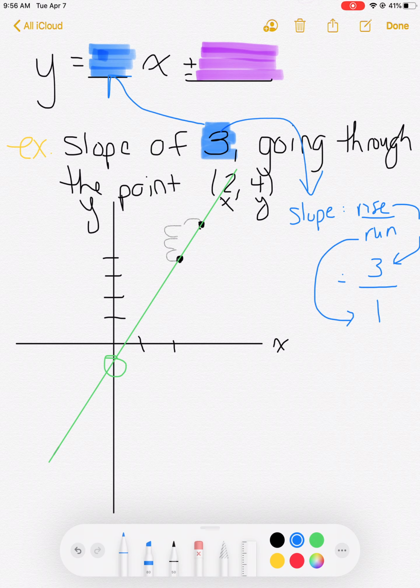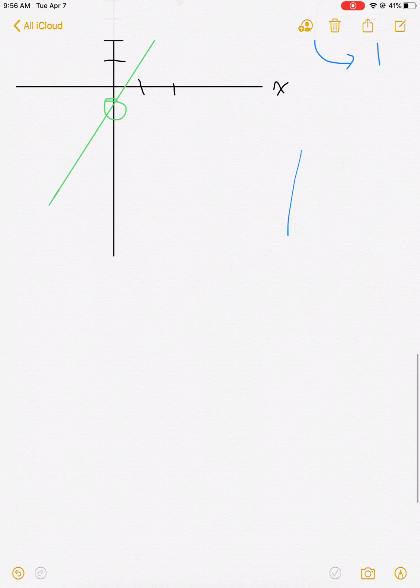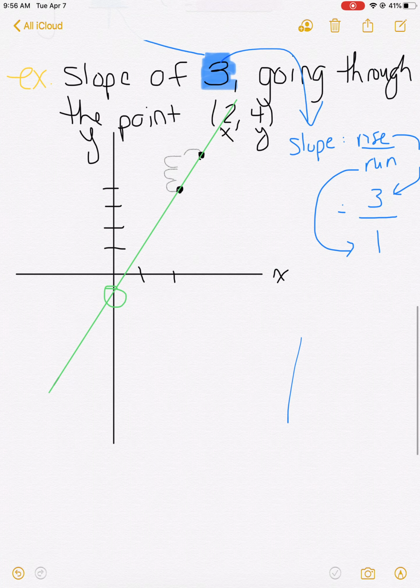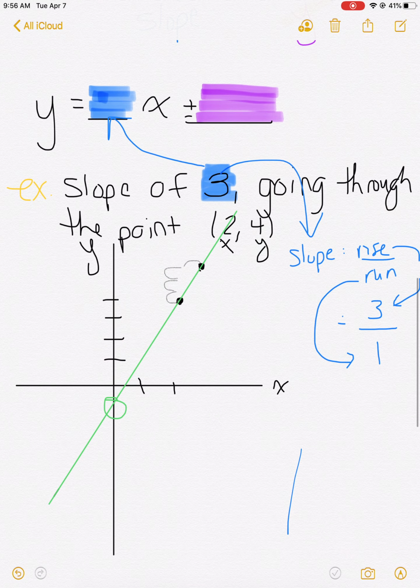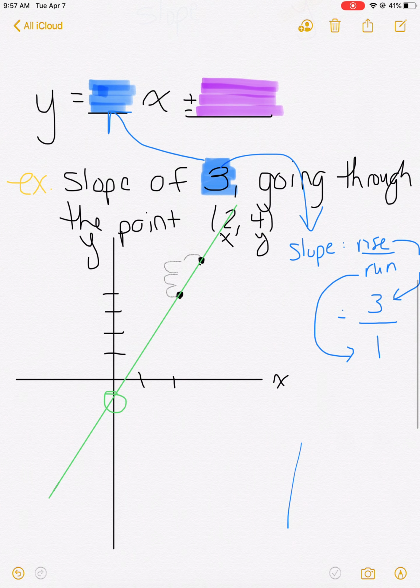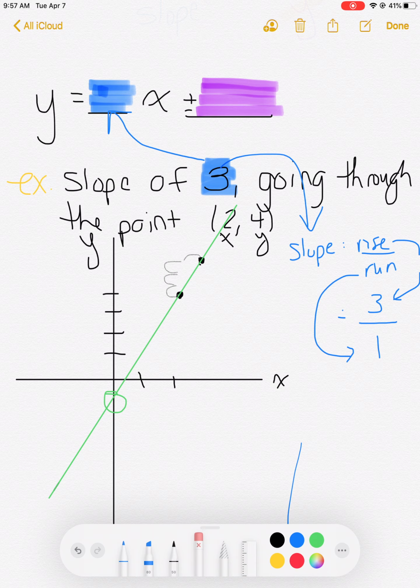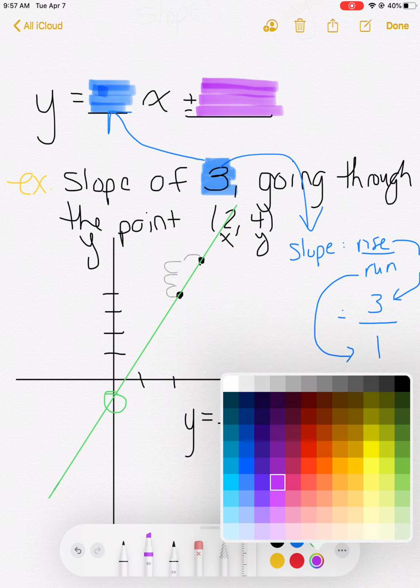So I'm going to move down. I'm going to go back and forth. Actually, no, I'll just do it right here. Cool. Sometimes I forget you're not right in front of me.